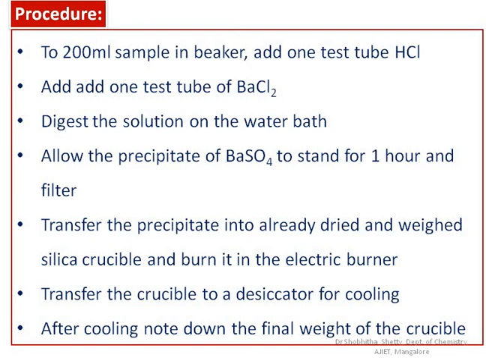We need to use a clean and dried silica crucible, and note down the weight of the silica crucible before placing the precipitate. After placing the precipitate along with the filter paper and burning it inside an electrical burner, we again note down the weight. The difference between the weights will give the amount of barium sulfate formed.